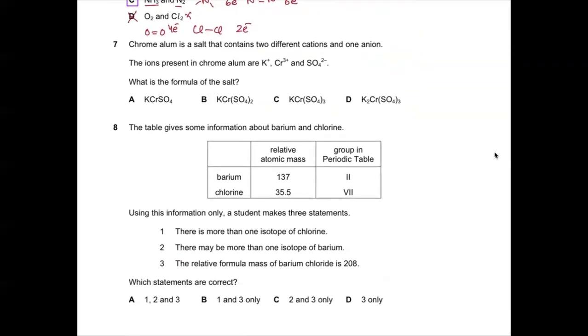Now, MCQ number 7. Chrome alum is a salt that contains 2 different cations and 1 anion. The ions present in chrome alum are potassium, chromium, and sulfate. What is the formula of the salt? Okay, so see, it's very easy if you have such a question. There are 2 positive ions, keep them together. So what will be their net charge? Positive 4, right?